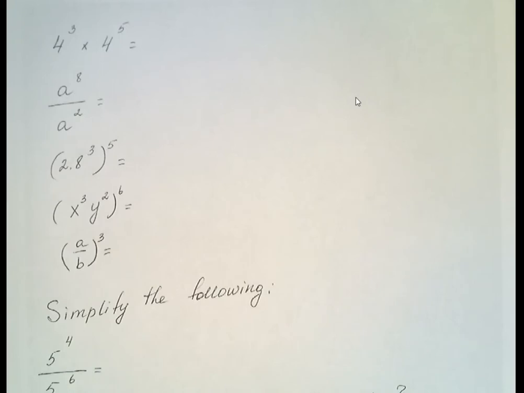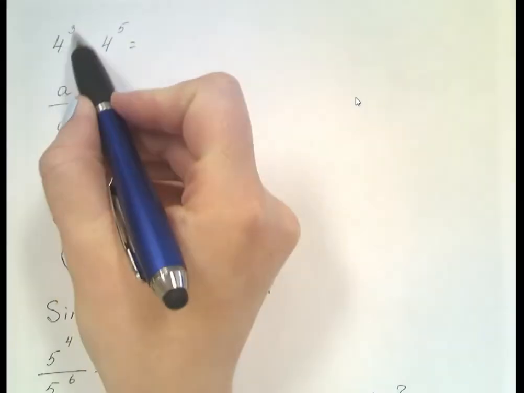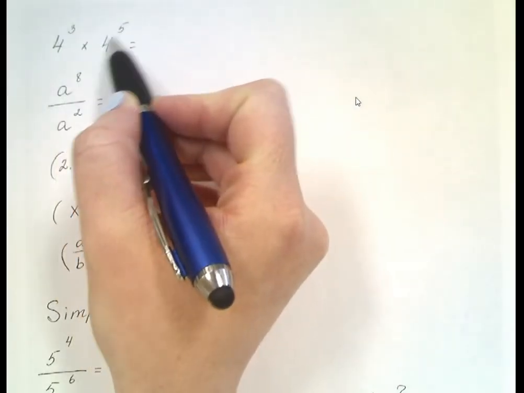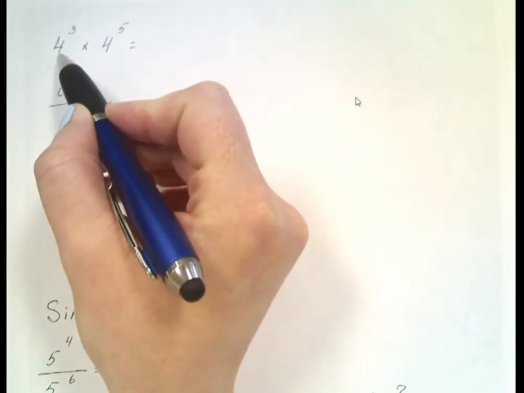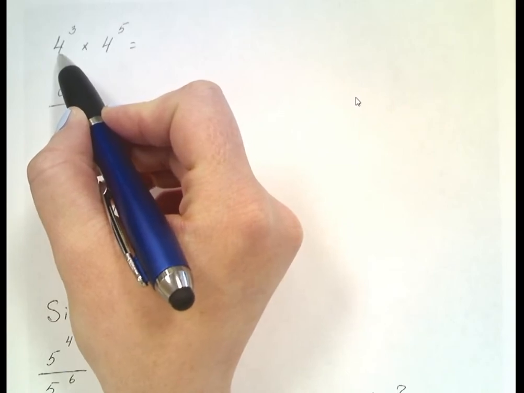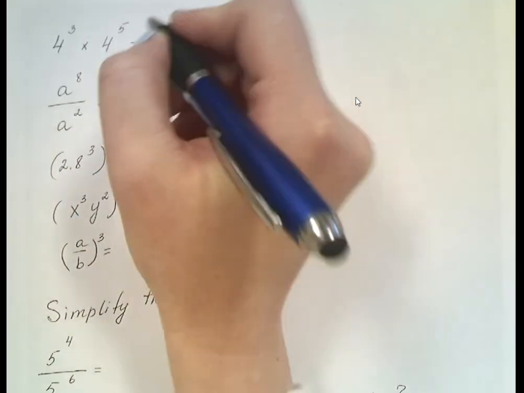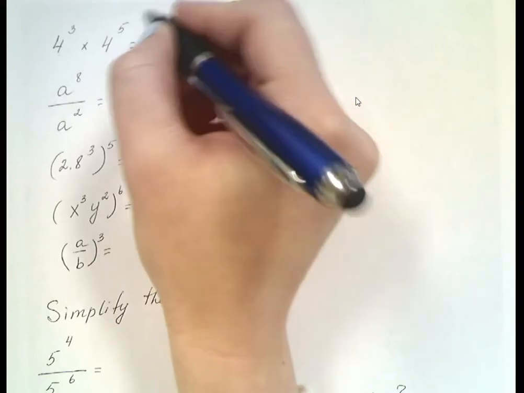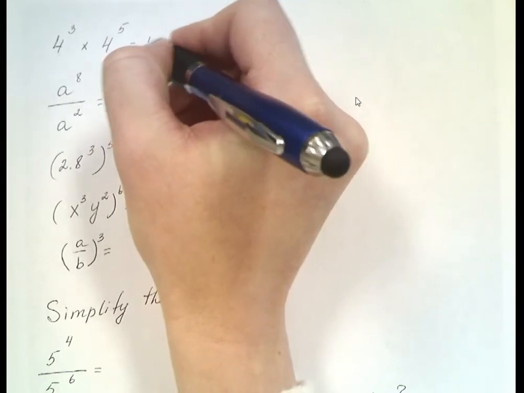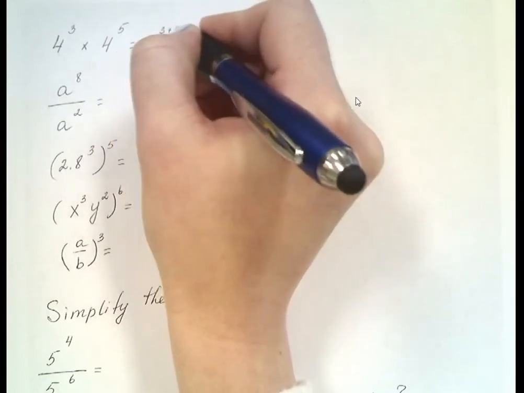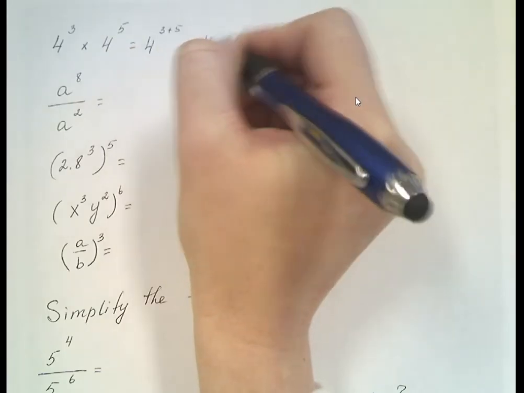So the first one is 4 to the third times 4 to the fifth. Again, this is a number that has the same base and is multiplied by itself 3 times and then 5 times. And so that is 4 to the power of 3 plus 5, which is 4 to the 8th power.